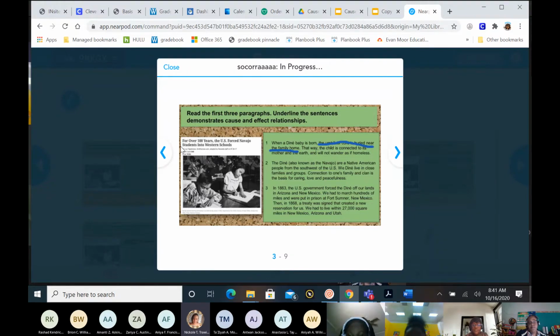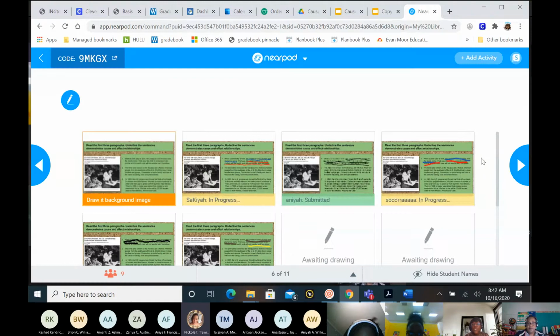The cause is that the umbilical cord is buried near the family home, and the effect is... Sequoia, can you speak a little louder because I couldn't hear you? The cause is that the umbilical cord is buried near the family home. The effect is that the child is connected to the mother. So Sequoia said the cause is the umbilical cord is buried near the family home, and the effect is that the child is connected to its mother and the earth. Thank you for that, Sequoia. You are correct. And so now we're going to paragraph 3.